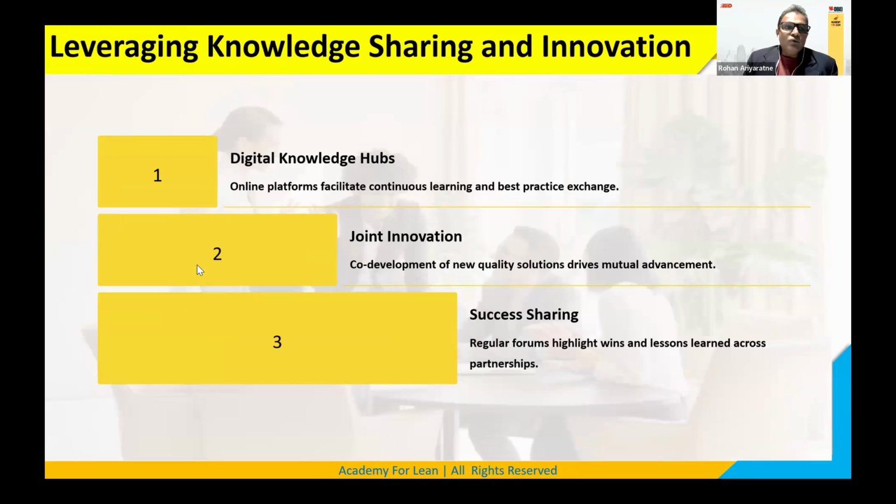And here, how you leverage knowledge sharing and innovation, right? This is another very important area you have to look at when you are building a relationship with suppliers. At the moment, technology is very sophisticated, and we are facing a digital world now. So you can create a kind of digital knowledge hub, a transparent way for anybody to look at.